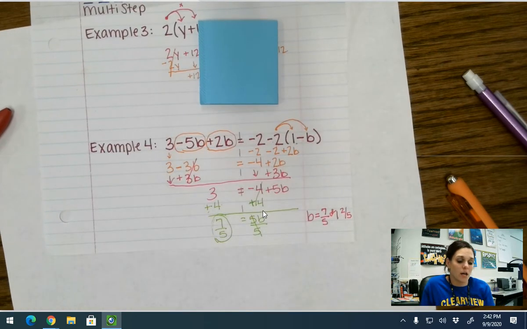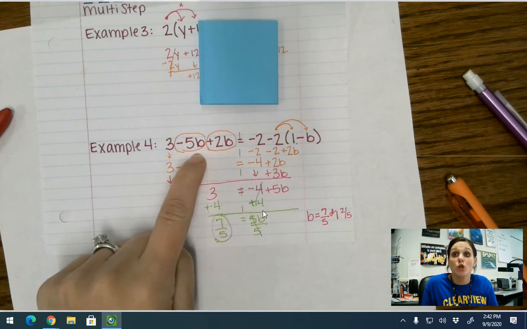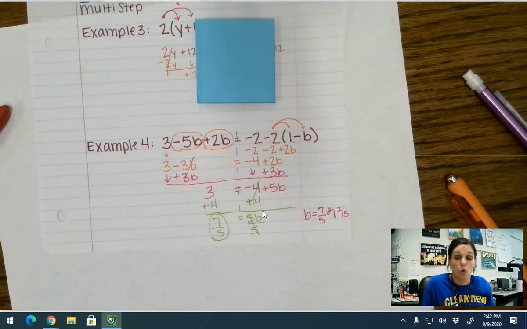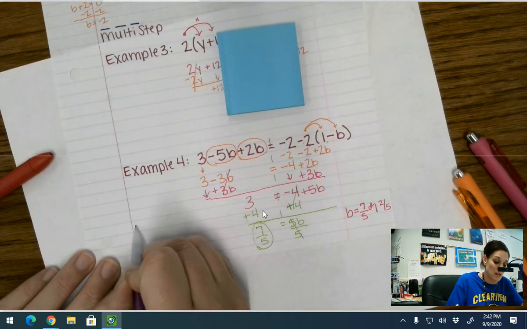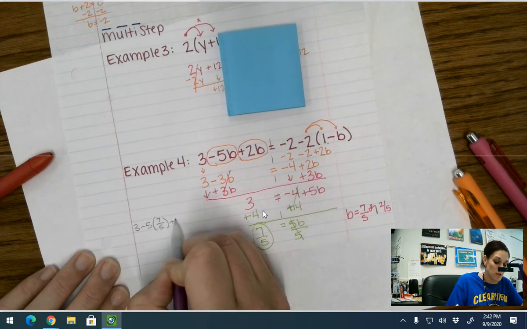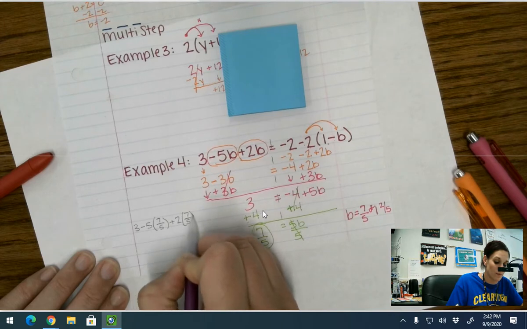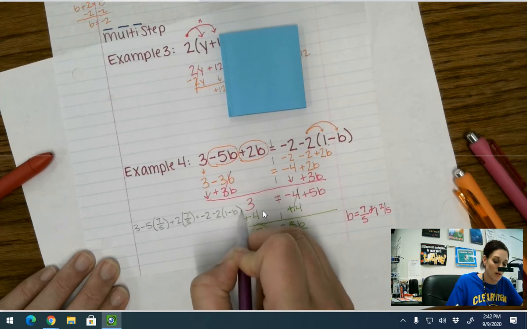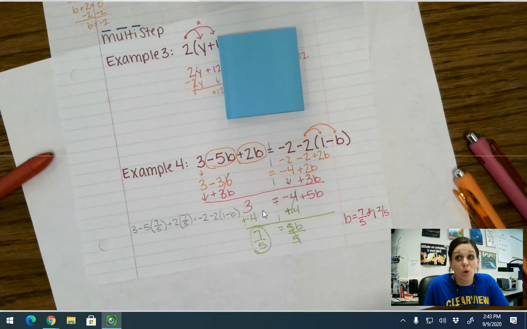All right, now you might look at that and you're like, I got a fraction. Fractions make us nervous. So if you need to check your answer, please plug it in there, do it. If you need to double check that when you simplified, you got those answers correct, do it. There is no hard feelings on rewriting this and saying 3 minus 5 times 7/5 plus 2 times 7/5 equals -2 minus 2 times the quantity of 1 minus b. Because you know what? You could be right, you could be wrong.